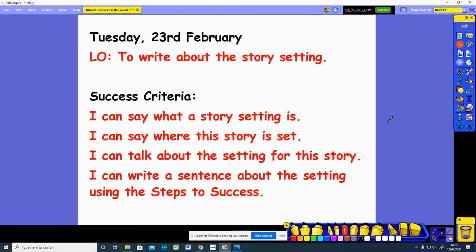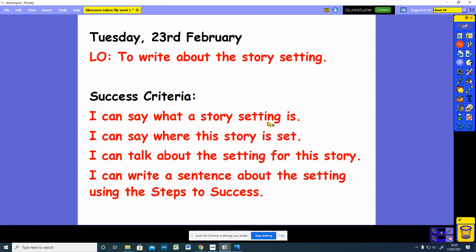Tuesday, the 23rd of February, and our learning objective today is to write about the story setting. Our success criteria is I can say what a story setting is. I can say where this story is set. I can talk about the setting for this story. I can write a sentence about the setting using the steps to success, which we're going to look at a little bit later in this lesson.